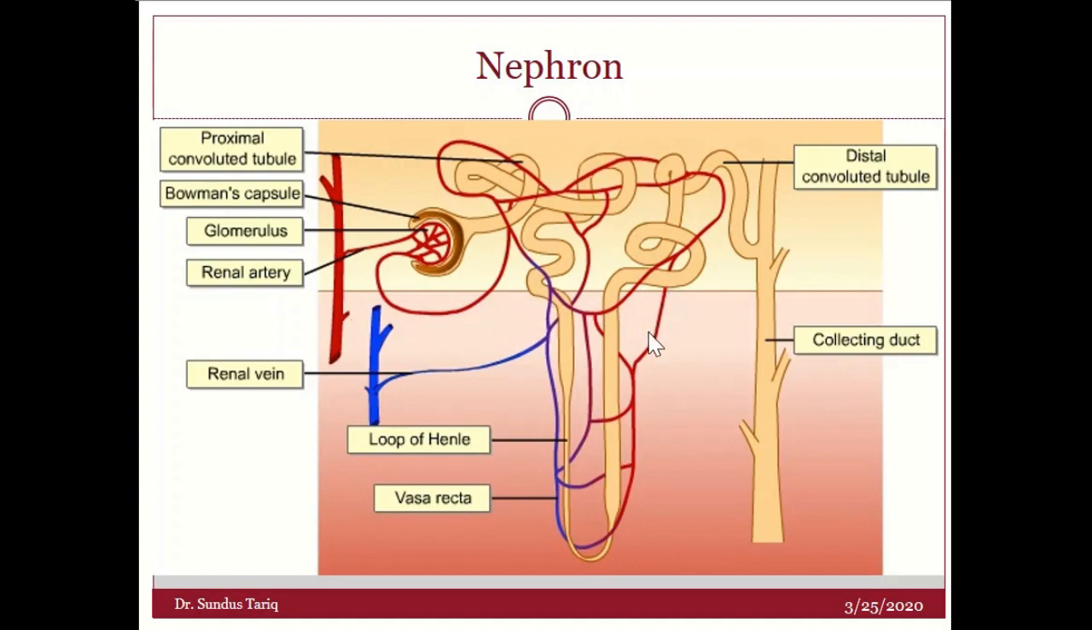These peritubular capillaries also form a very special structure which is called the vasa recta. As you can see, this vasa recta forms a U-shaped arrangement around the tubules. The peritubular capillaries then further form the interlobular veins, arcuate veins, and ultimately drain into the renal vein.